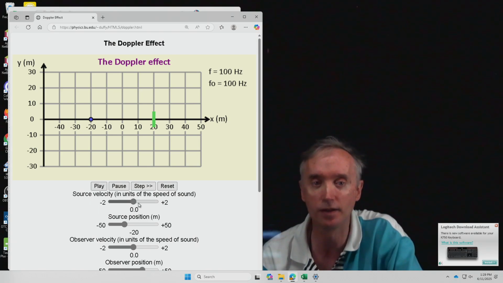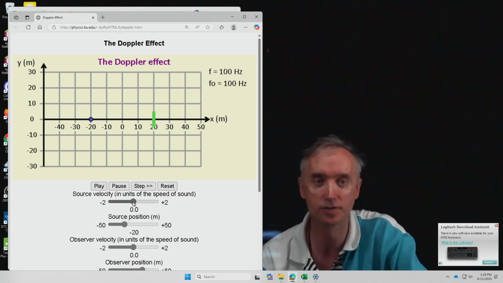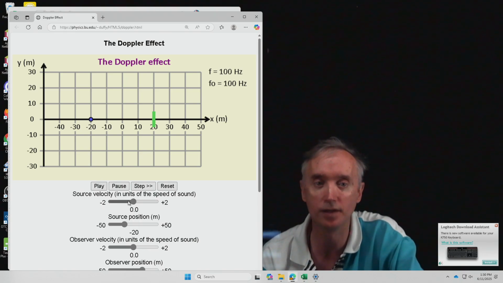Okay, now you notice it's set for 0. So what do you think is going to happen? Well, it's not going to move at all. So this blue dot is not going to move at all because it doesn't have any velocity.